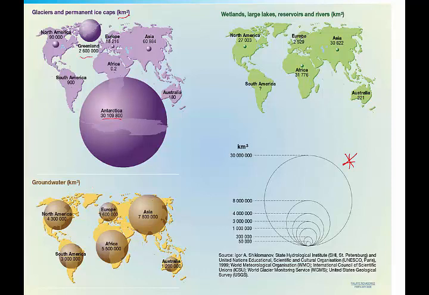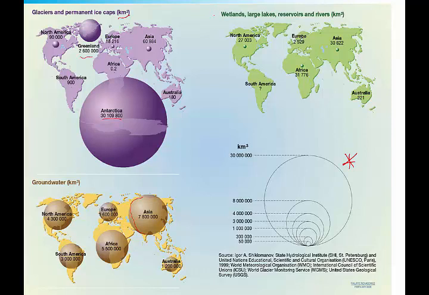You'll see that most of the water in the ground is found in Asia. And that's followed very closely by Africa. A lot of times people think of Africa as a desert, but actually Africa contains quite a bit of water, in this case in the ground.